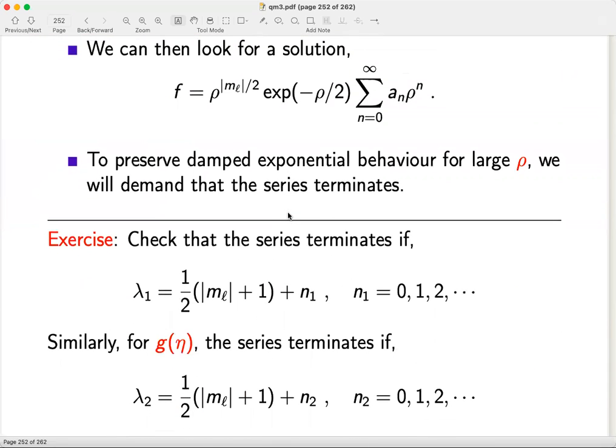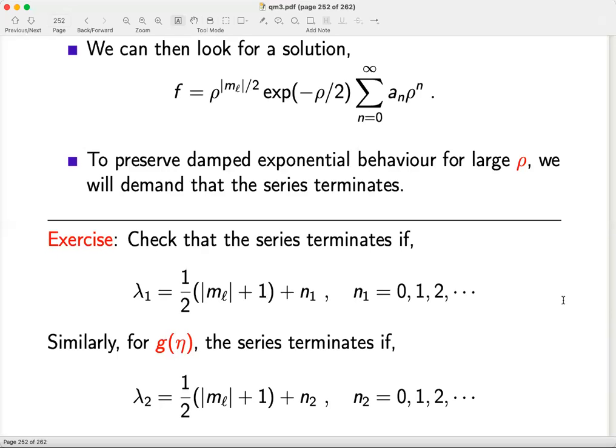So here's an exercise. When you demand that the series terminates for some power of rho, say n equal to some n naught, that condition would tell you that lambda 1 is equal to half of (ml plus 1 plus n1), where n1 is an integer taking values 0, 1, 2, 3, and so on.